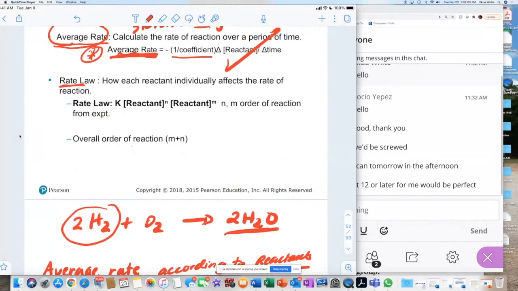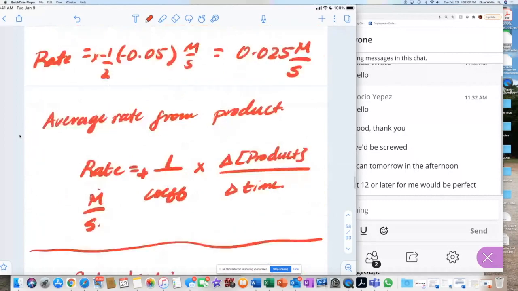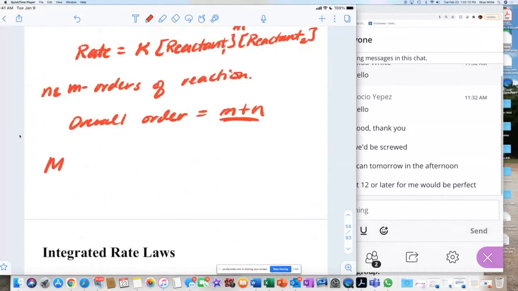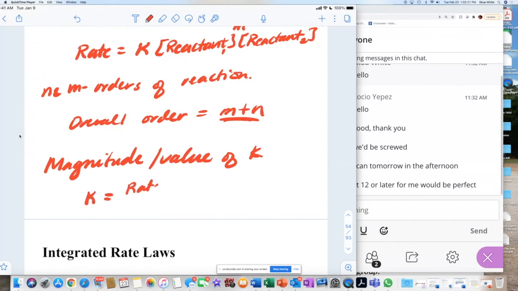Yeah, and if they ask you to solve for K, if you're asked to solve for the magnitude, which is the value of K, remember, K is just equal to rate divided by the reactant concentration raised to the power M, and then the second reactant concentration raised to the power N. Yep, and that's a summary so far of what I covered.